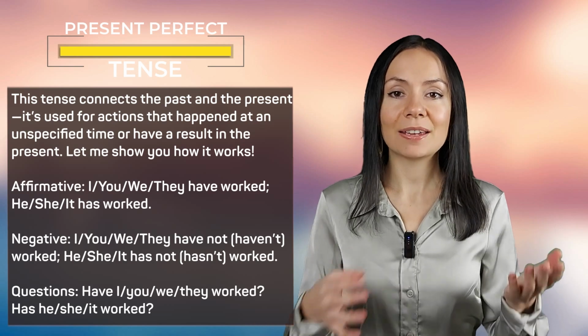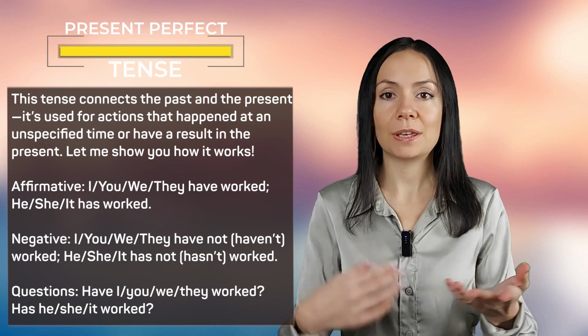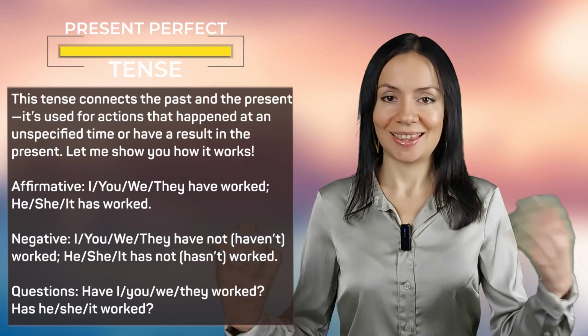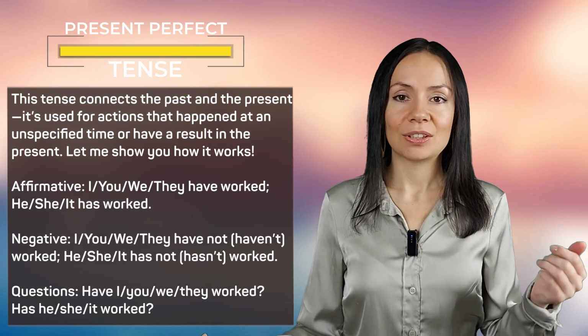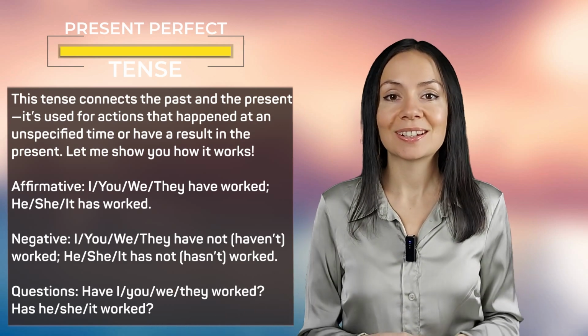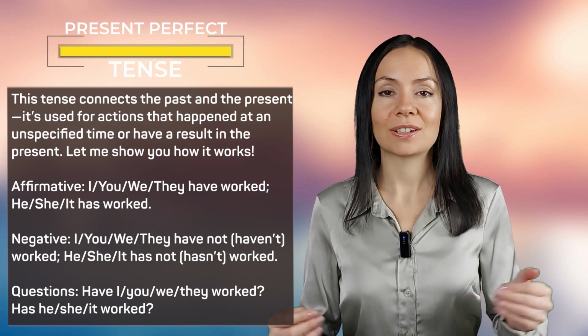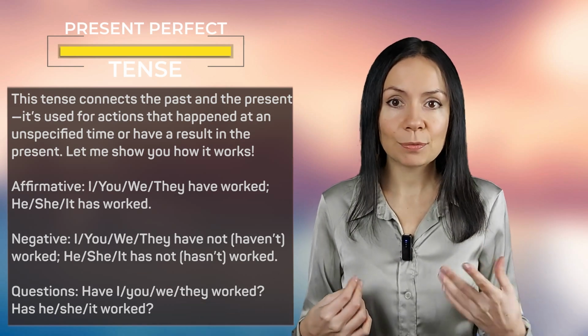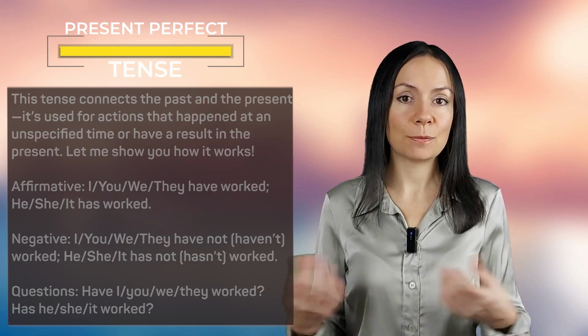Affirmative. I have worked. We have worked. She has worked. Negative. You have not worked. You haven't worked. He has not worked. He hasn't worked. Questions. Have you worked? Has he worked?